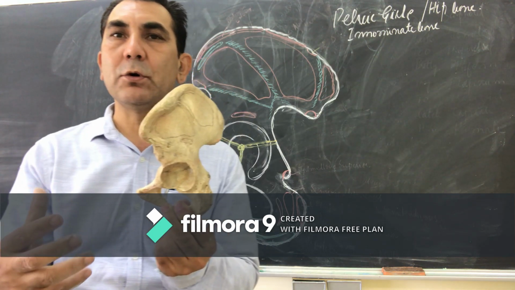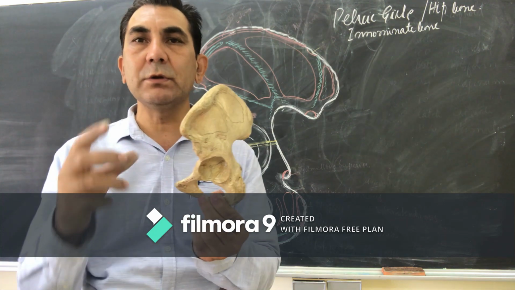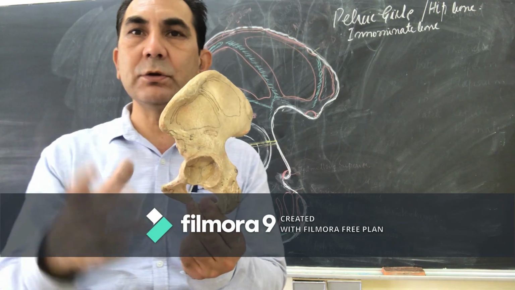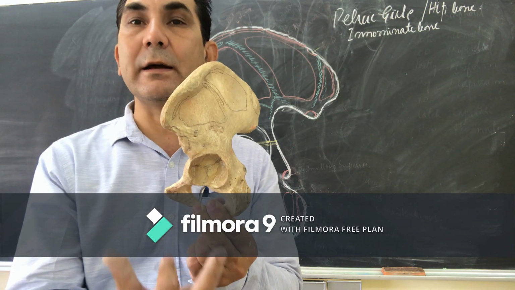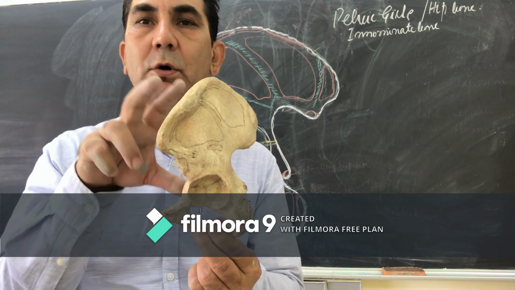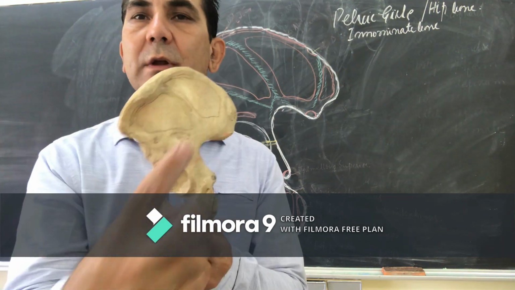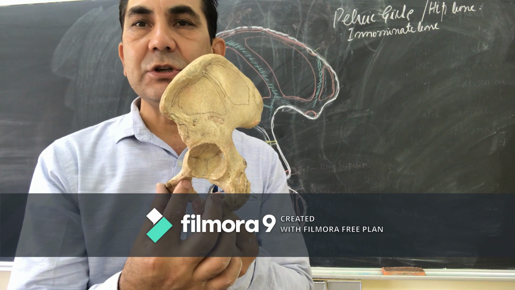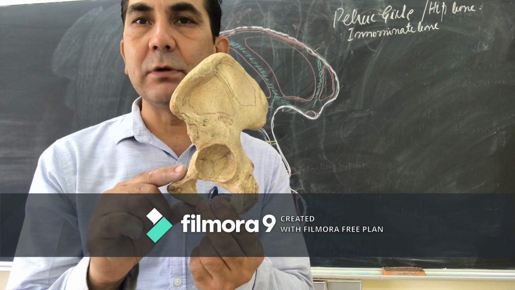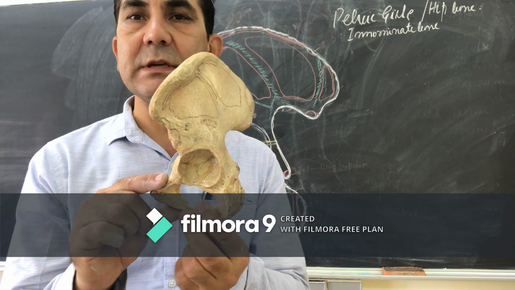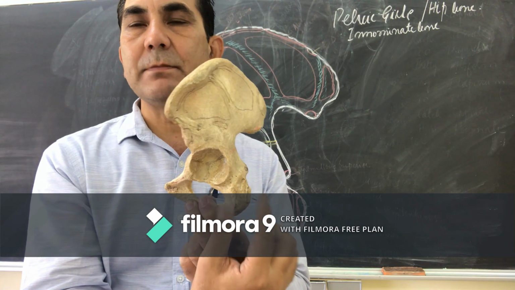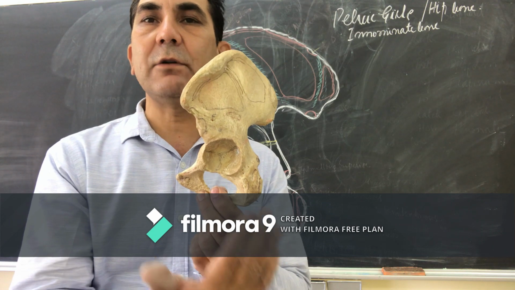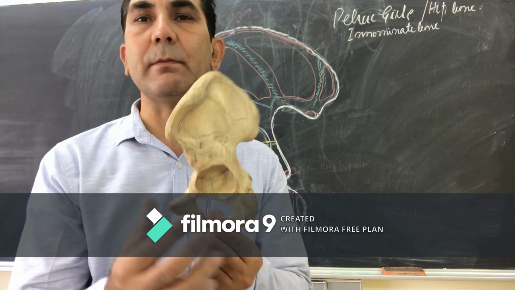So the innominate bone is made up of three bones: one flat bone and two irregular bones. The superior portion, which is flat in structure, is called the ilium. The anterior bone, which is irregular in shape, is called the pubis. The inferior and posterior side of this bone is called the ischium.